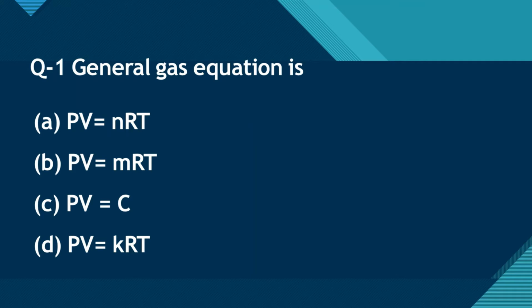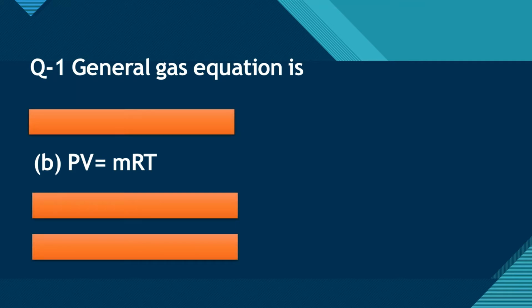So the right answer is option B, PV equal to mRT, where P is pressure, V is volume, m is mass, R is gas characteristic constant, and T means temperature. By using this equation we can calculate any of the properties of gases, and this law is applicable for any of the perfect gas. It is also called ideal gas equation.